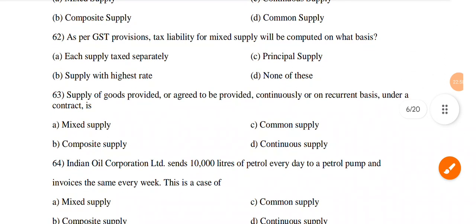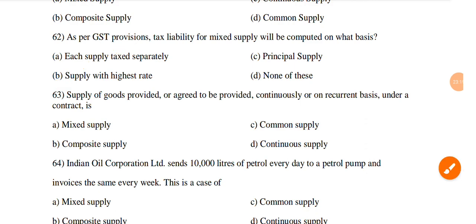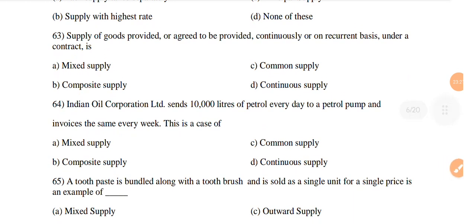Next question. As per GST provisions, tax liability for the mixed supply will be computed on what base? Option A each supply taxed separately, B supply with highest rate, C principal supply, and D none of this. The correct option is B, supply with highest rate.